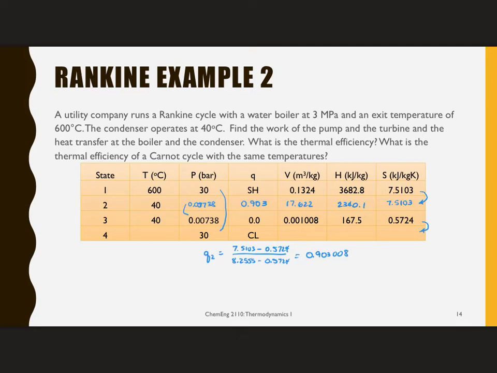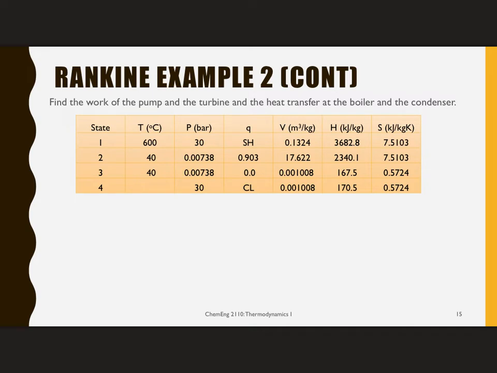Now, what about state 4? Okay, 3 to 4 was our pump. We did that based on assuming that the volume was constant, and then used that to back out from the first law the enthalpy at state 4. And so we calculate this information indirectly. It's a compressed liquid. It's hard to get good information for those particular states. Now let's calculate the work.